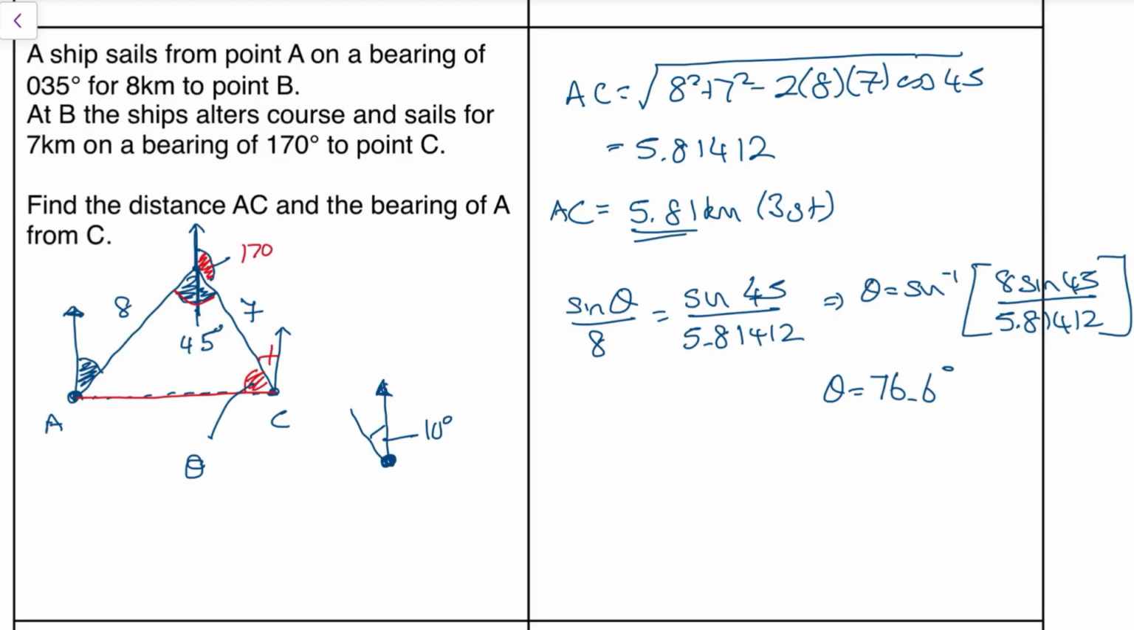I've just worked out that this angle here, let's paste it in, is 76.6, which means together that's 86.6, which means the bearing, the thing I drew originally, which is this angle here, is going to be 360 minus 76.6 minus 10 degrees, which is 273.4 degrees. Now I tend to believe that bearings should be 3 sig fig, so I'm going to say that's 273 degrees. Question done. What a nice question.